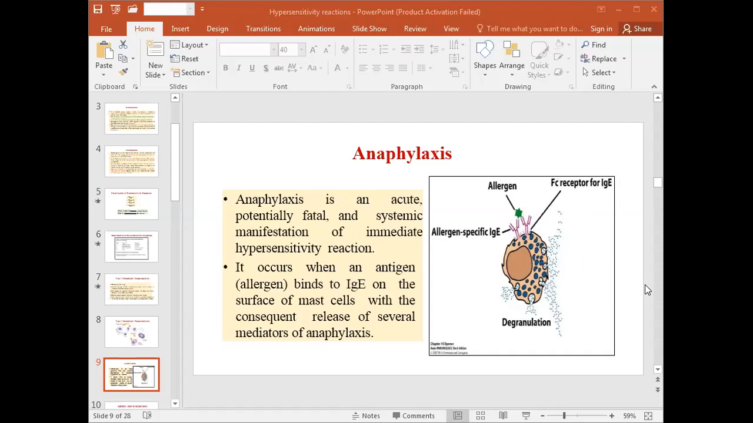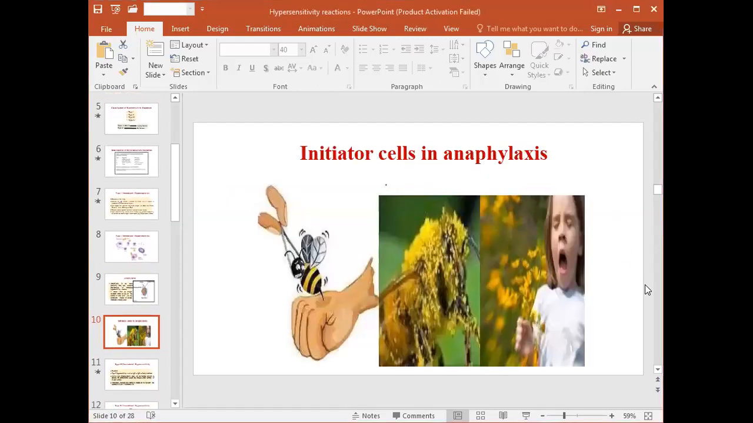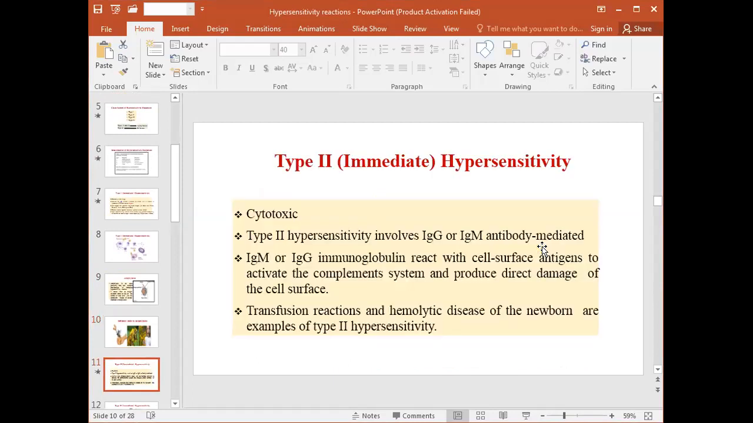Next, I'm coming to the initiators. So these are the initiators. Here you can see these beings, then the insects as well as the pollens. They are functioning here as an initiator of anaphylaxis reaction. So type 2 hypersensitivity reaction. This is a cytotoxic type of immunological reaction.